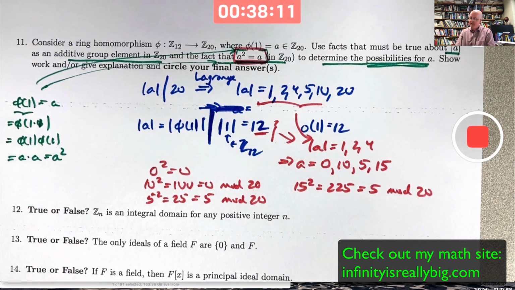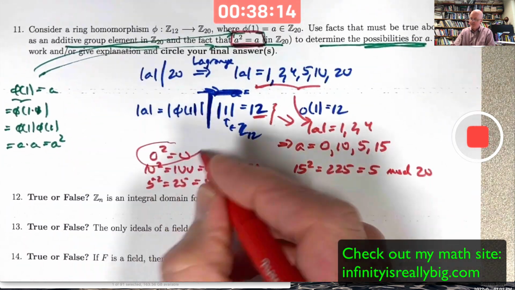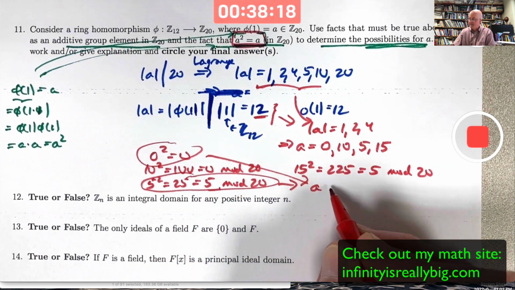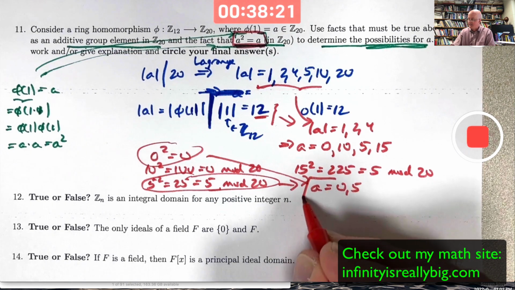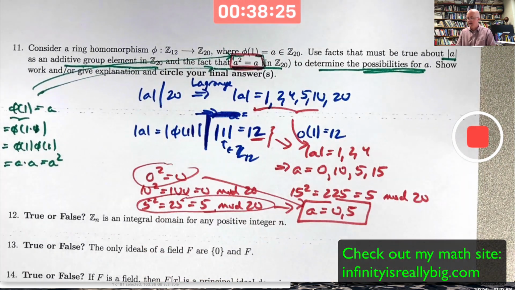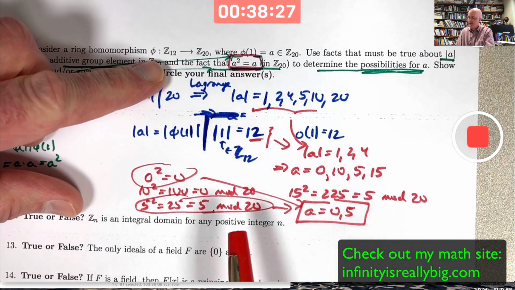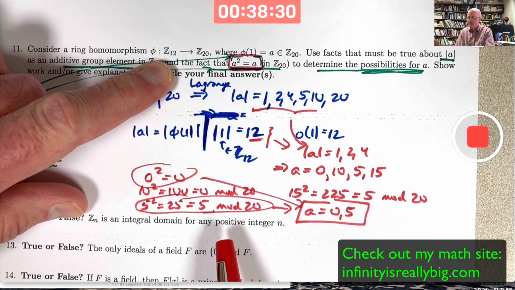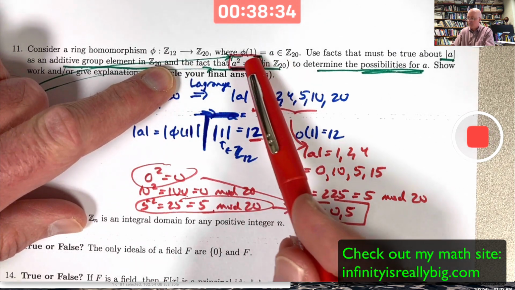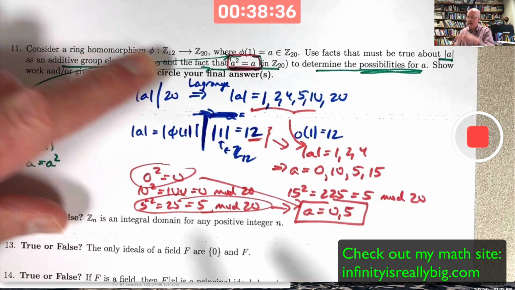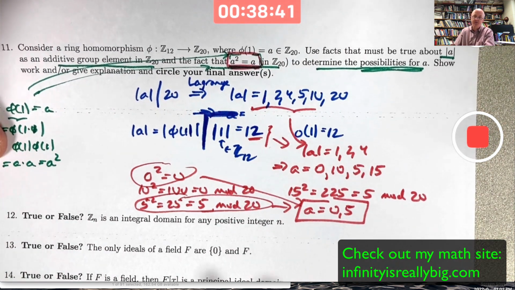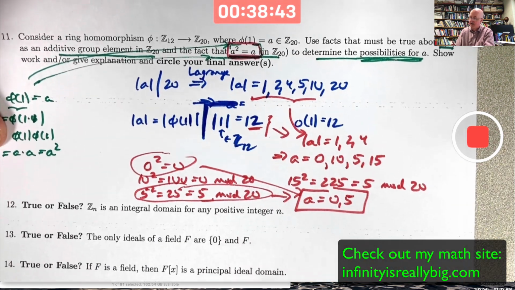So that means the final answer comes from these two. The final answer for the possibilities of A are 0 and 5. There's only two possible things that A can be if this is going to be a ring homomorphism from Z12 to Z20. If A happens to be 0, then it's going to be the trivial homomorphism that maps everything to 0. And if A happens to be 5, then 1 will get mapped to 5, and you can figure out by operation preserving properties what other things get mapped to. Effectively, the formula for phi of x would be 5 times x mod 20.